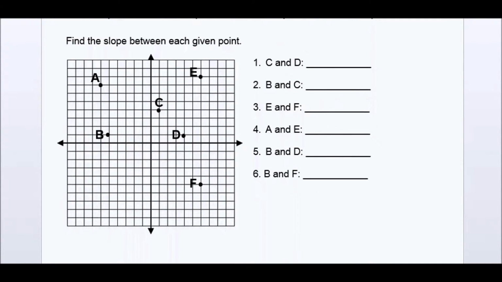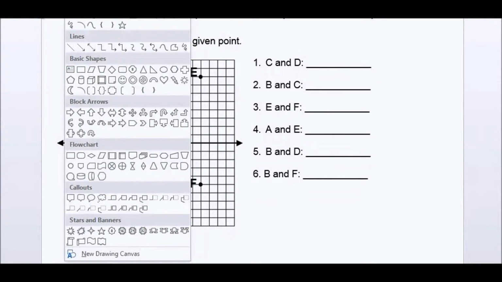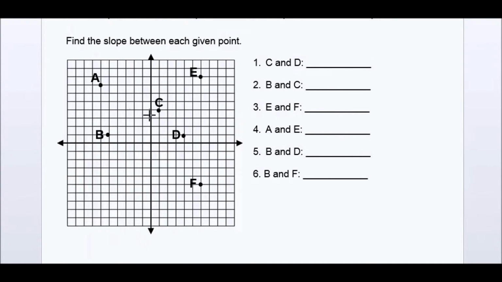Here we're going to find the slope between each given point. Let's do the first one. We're going to find the slope from C to D. To make it easier, I'm going to draw lines to help us out. From C to D, I'm just going to connect them so we won't get confused. Okay, let me get my pen back. From C to D, it's right here. Now, from left to right, we know it's going down, so we know it's negative.